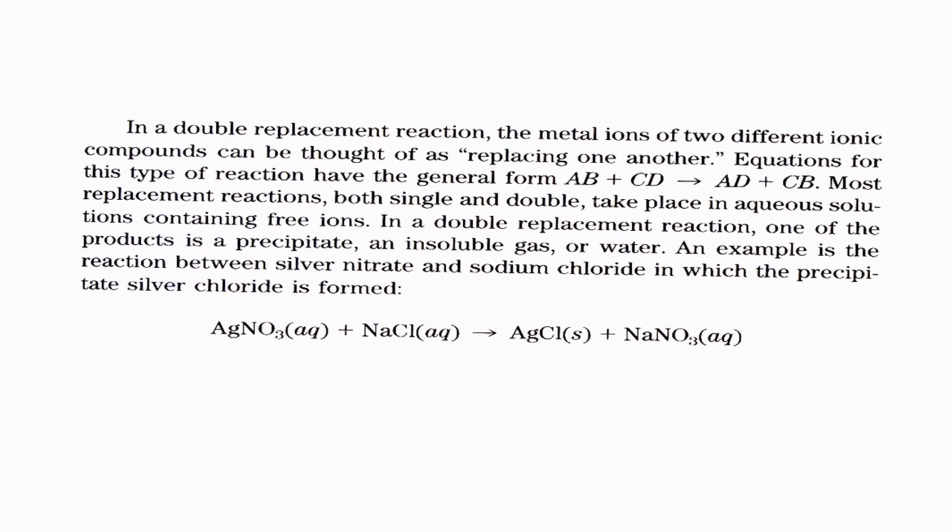An example is the reaction between silver nitrate and sodium chloride, in which the precipitate, silver chloride, is formed, where AgNO3 aqueous, silver nitrate, reacts with sodium chloride, NaCl aqueous, to produce solid silver chloride, AgCl, and aqueous sodium nitrate, NaNO3.